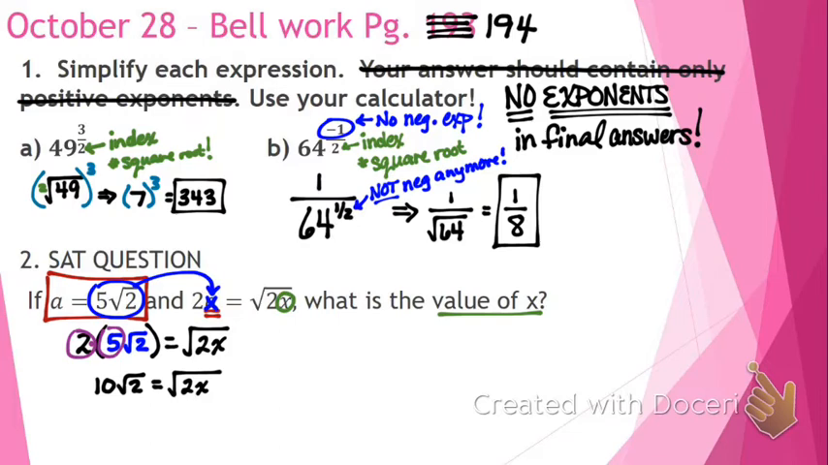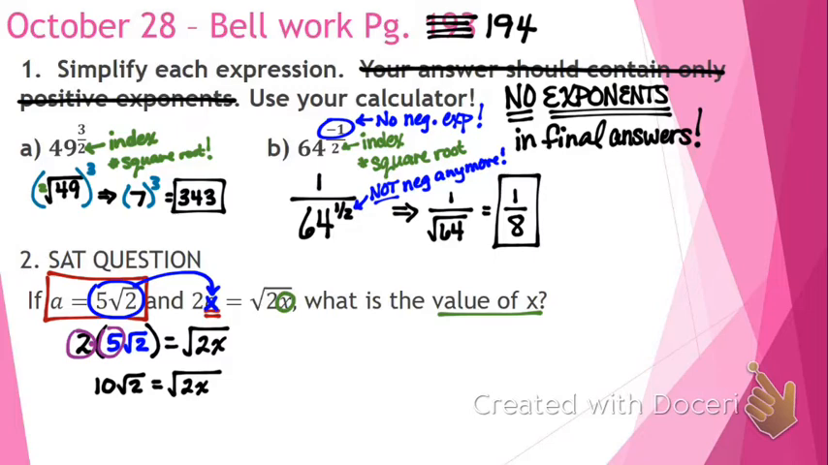To get rid of a radical, I'm going to use an exponent. Exponents, powers, make roots cancel out. Remember, roots are the denominators on fractional powers, and I want to get rid of that.